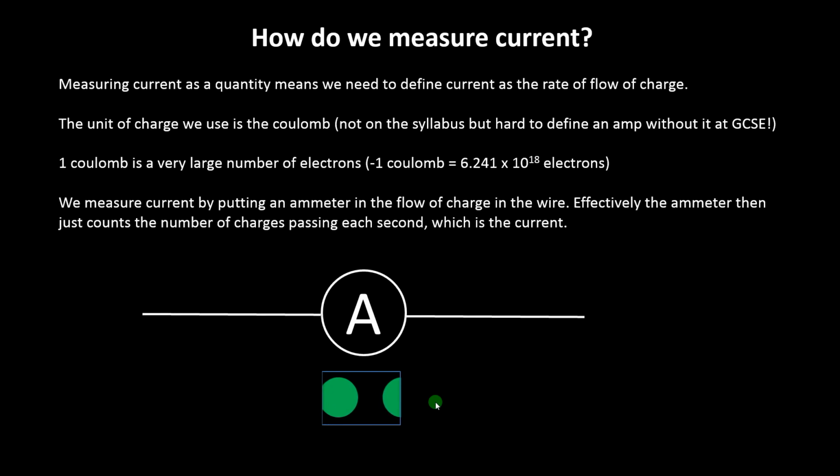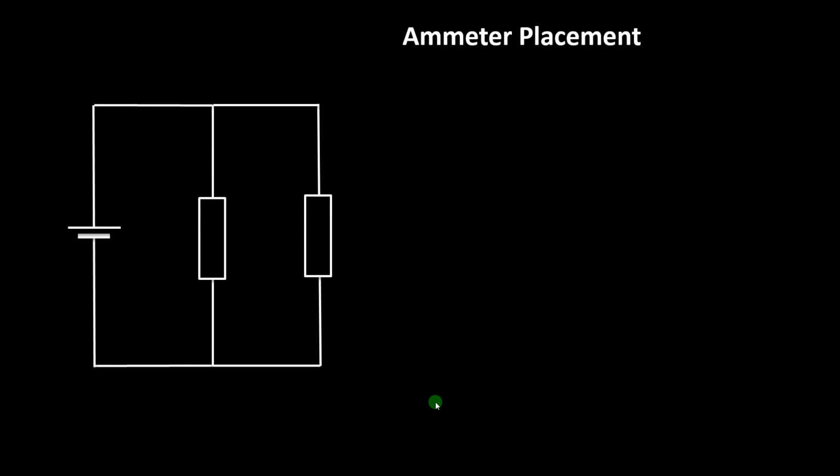It measures how much charge is flowing through it per second, in a certain amount of time. Okay, so how do we place an ammeter in the circuit in practice?